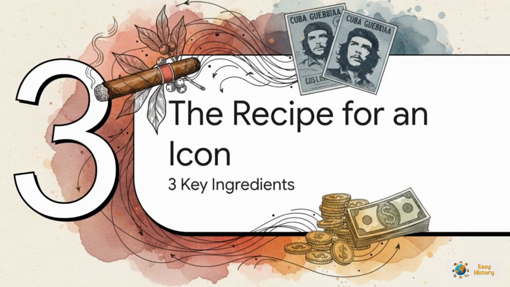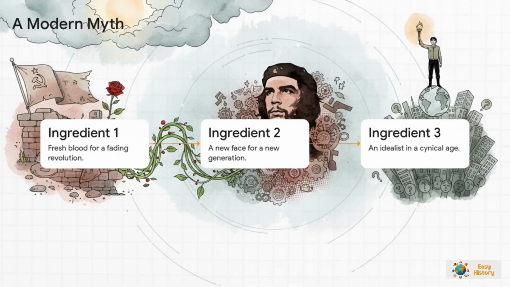But look, a myth this huge doesn't just pop up out of nowhere. The argument here is that it was built from a very specific recipe. Three key ingredients that all came together at the absolute perfect moment in history. So what are they? First, a fading revolution needed some fresh blood. Second, a new generation needed a new face. And third, a cynical age needed an idealist. Let's unpack how this perfect storm came together.